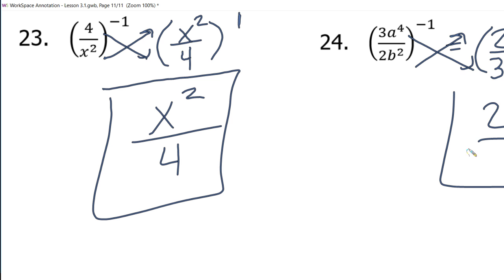And that is all for our note. So the fractions, flip it and change the negative exponent to a positive exponent.